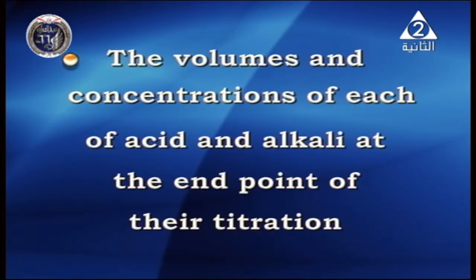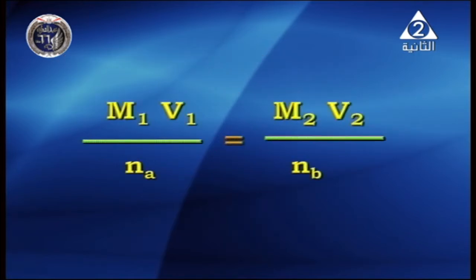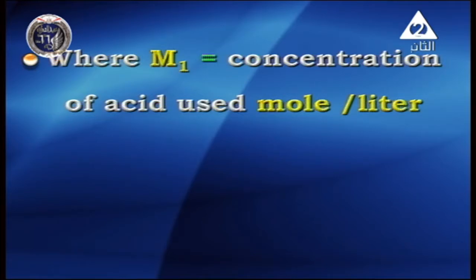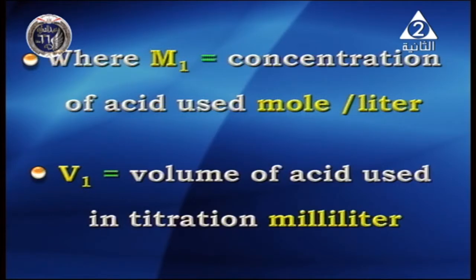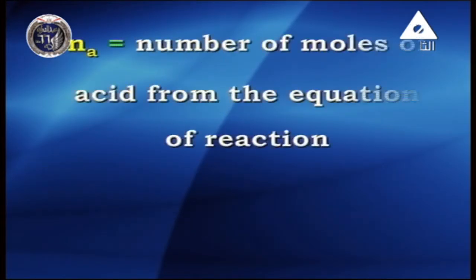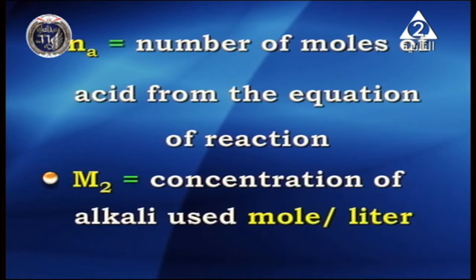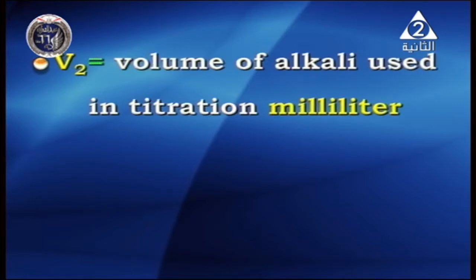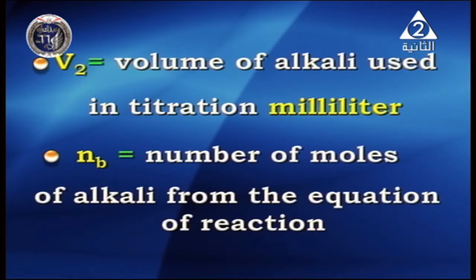Mention the mathematical formula relating the volumes and the concentration of each of acid and alkali at the end point of their titration. Here M1 V1 over Na equals M2 V2 over Nb, where M1 is the concentration of the acid used in mole per liter, V1 is the volume of the acid used in titration in milliliter, and Na is the number of moles of acid from the equation of the reaction. M2 is the concentration of alkali used in mole per liter, V2 is the volume of alkali used in titration in milliliter, and Nb is the number of moles of alkali from the equation of the reaction.